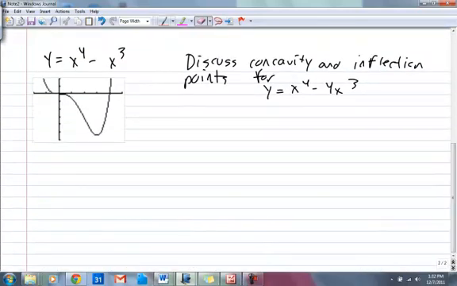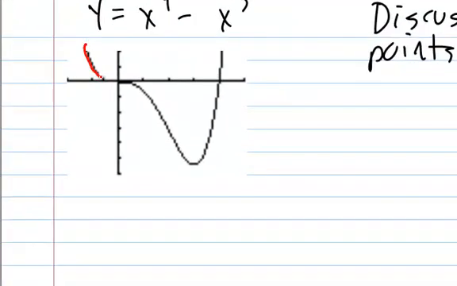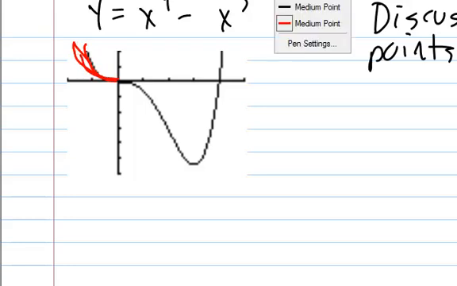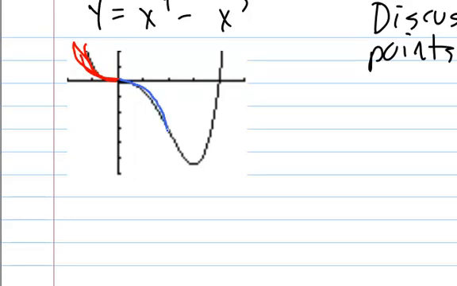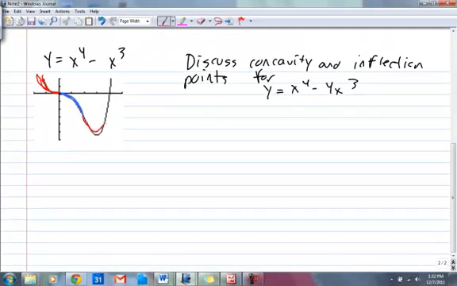Here's a quartic, and we're going to discuss the concavity and the inflection points for this function. So I'm going to begin by, first of all, kind of making some guesses. It looks like we have a concave up piece here. We have a concave down piece right about there. And we have another concave up piece for the rest of the function. So it looks like my conjecture is that we have two inflection points here and about there.